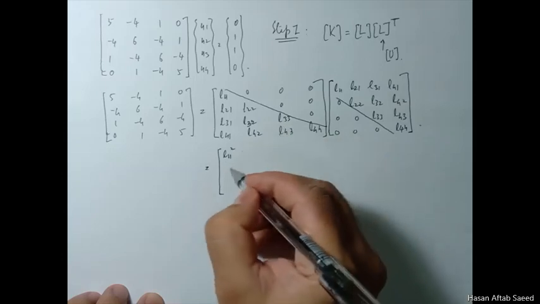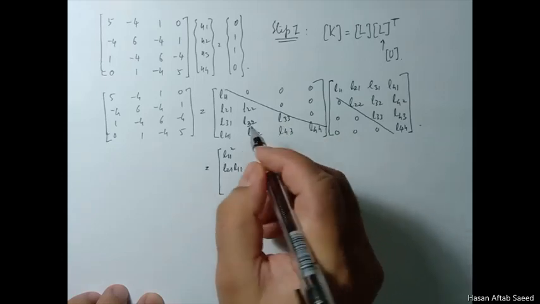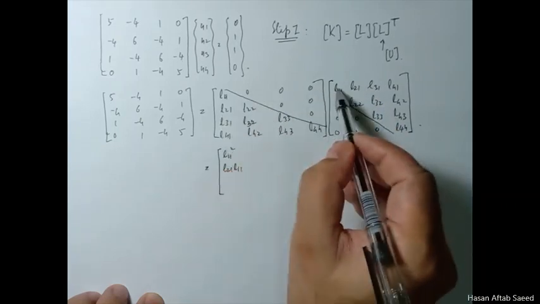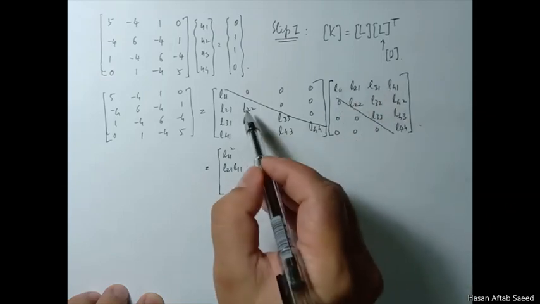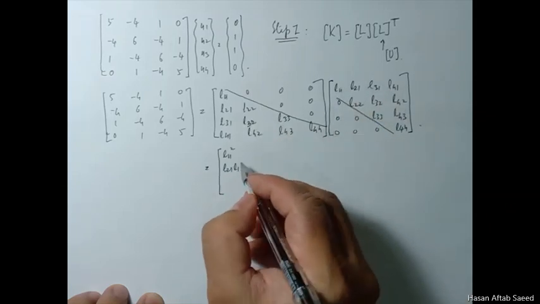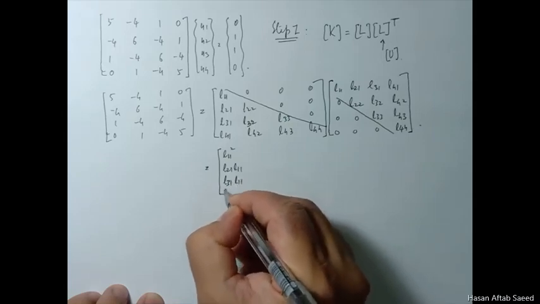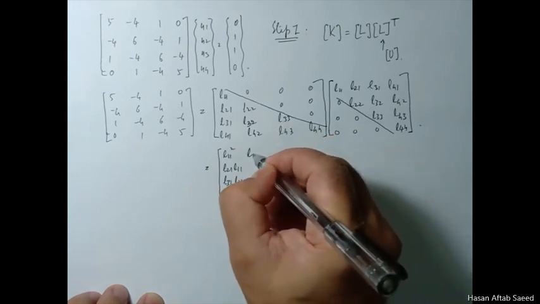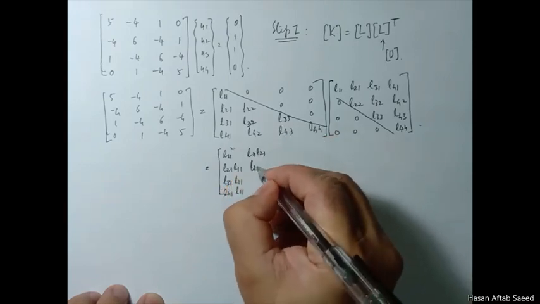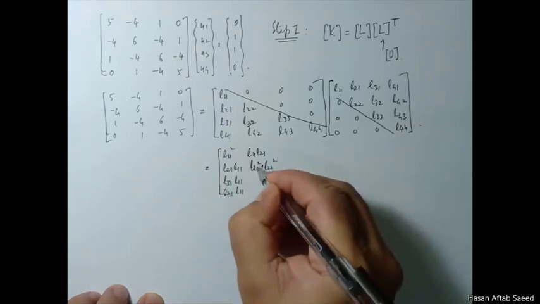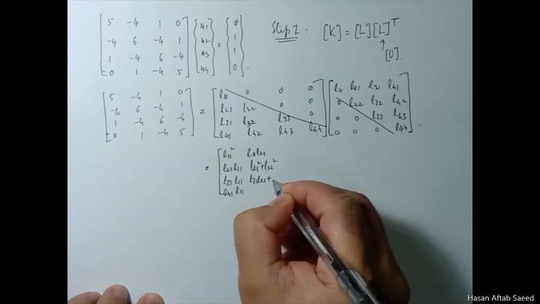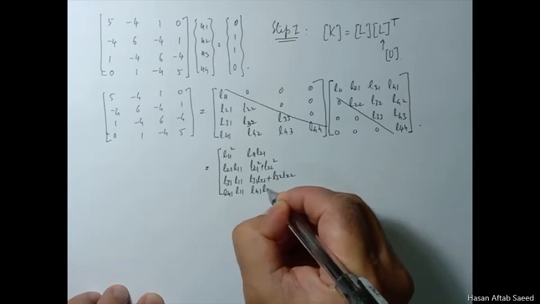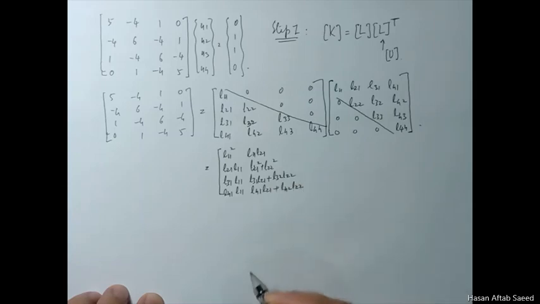This becomes L11 square. This is L21, L11. The rest are 0. This is L21, L11. And the next there's L22, but all are 0, so this takes this form. This is L31, L11, this is L41, L11. Similarly here we have L11, L21, L21 square plus L22 square, L31, L21 plus L32, L22, L41, L21 plus L42, L22.